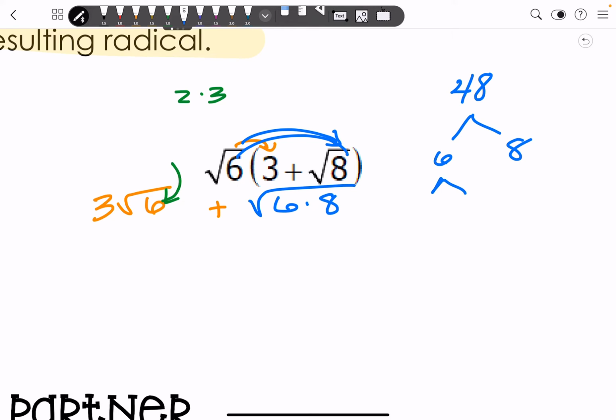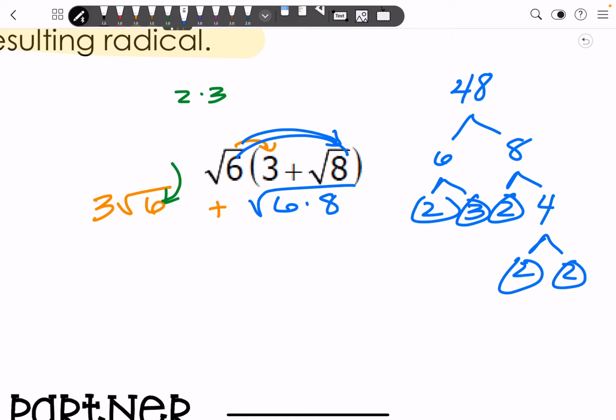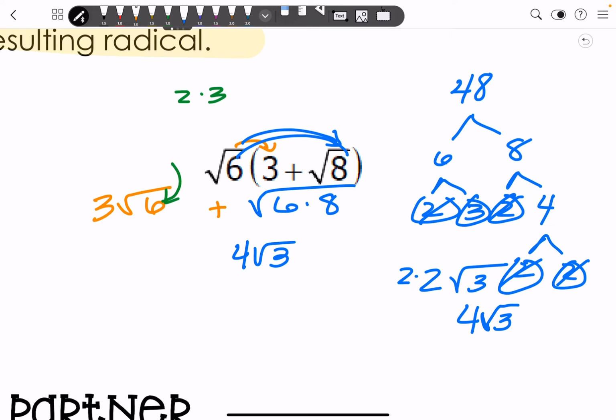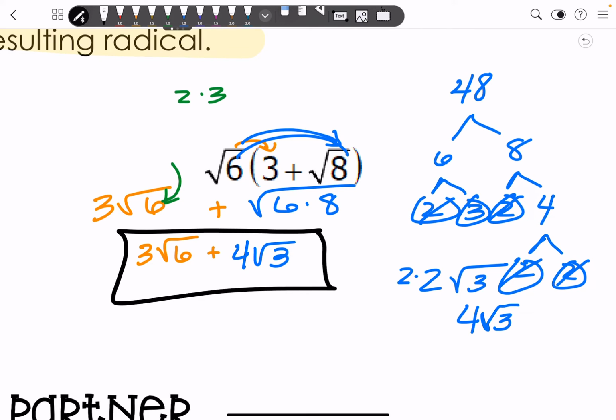Neither of these are prime. We do get some prime numbers out of them. And you might want to recall that this was actually the first example that we did in our simplifying radical notes. And we know that this becomes 4 square root of 3 because you have one pair of 2's, another pair of 2's, and then singles stay in. So we've got 4 square root of 3, and that's being added to 3 square root of 6. Their insides do not match. This would be your final answer right here.